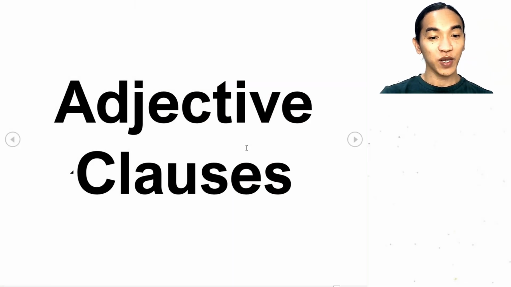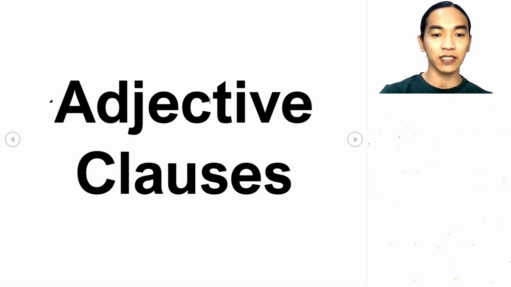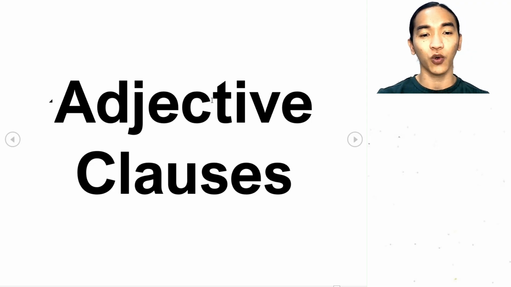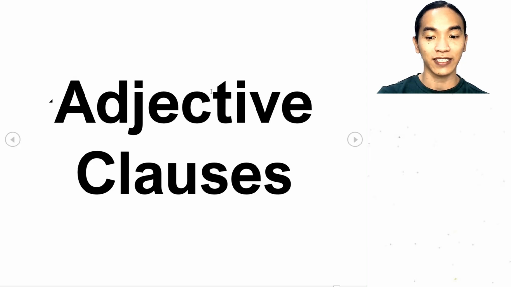Let's go. For this video, we will be talking about adjective clauses. From the previous video, we actually discussed adjective phrases. As we know, adjective phrases are groups of words. However, they do not have any complete thoughts. Now, let's identify how the adjective clause is different from the adjective phrase.